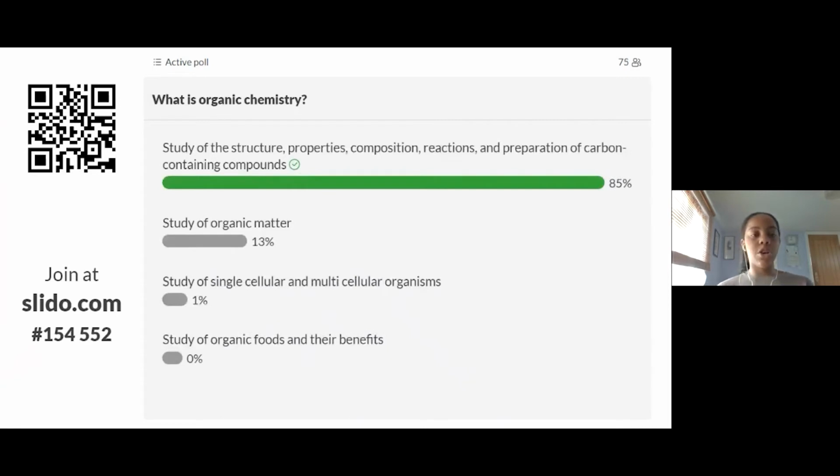Lovely. Yes. So organic chemistry is essentially the study of the structure, which is what we're especially going to be going through with some of them today, their properties, composition, reactions, and the preparation of carbon-containing compounds. So the emphasis here is that we're going to be focusing on carbon-containing compounds. Thank you so much for voting on that. We're going to delve a bit more into this.